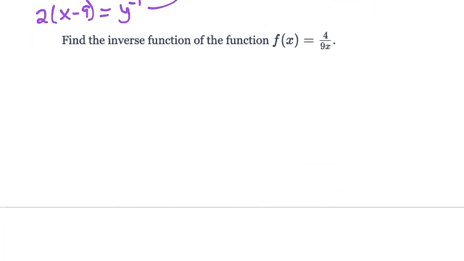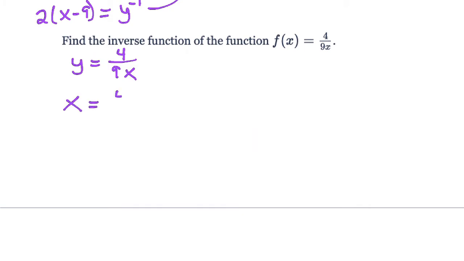Okay, let's do another one. First thing we've got is this equation, y equals 4 over 9x. We're going to switch the x and y. We're going to make the y an x, and we'll make the x a y. There are a couple of different things we can do on this. I'm going to do some algebra. Let me rewrite it over here. x equals 4 over 9y. If I multiply this side by 9y, then I have to multiply this side by 9y, and that gets the y's out of the bottom.